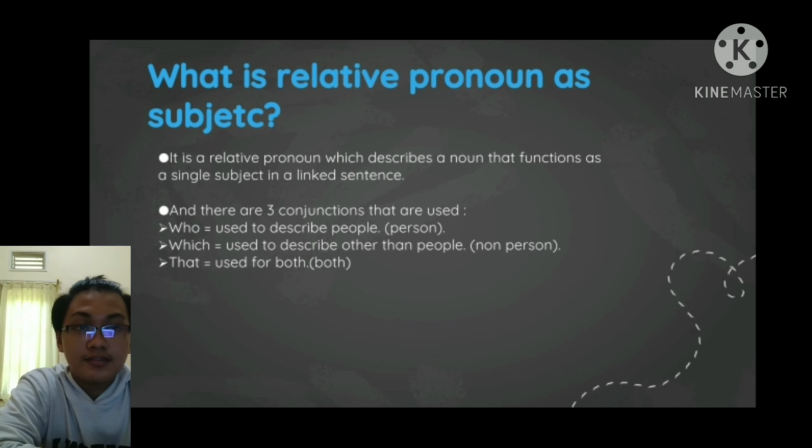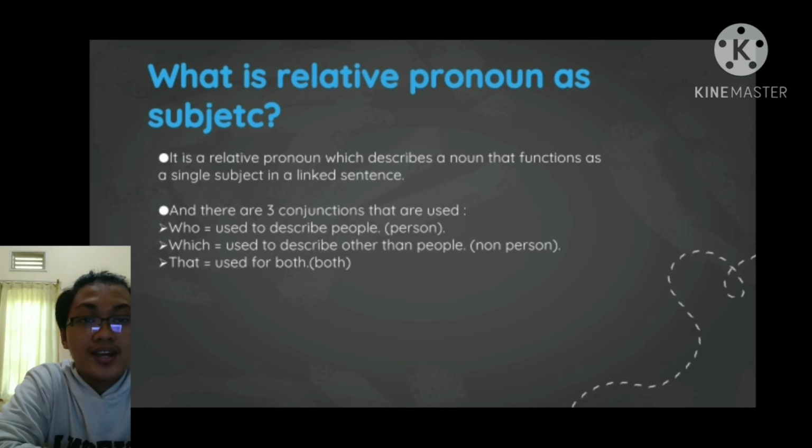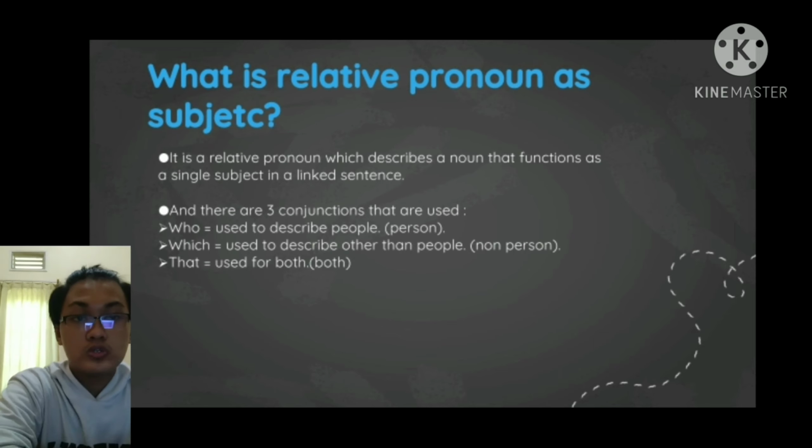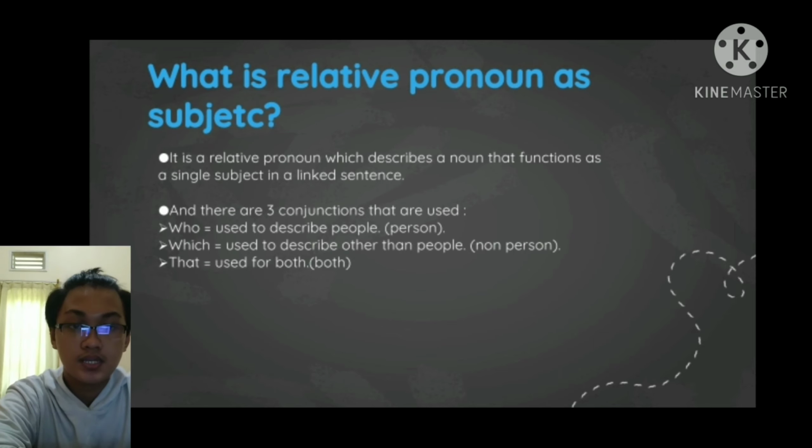And actually, what is relative pronoun as subject? Relative pronoun as subject is a relative pronoun which describes a noun that functions as the subject in a linked sentence. And there are 3 conjunctions that are used. First is who, which we use to describe people. Second is which, used to describe things other than people. And the third is that, which is used for both.